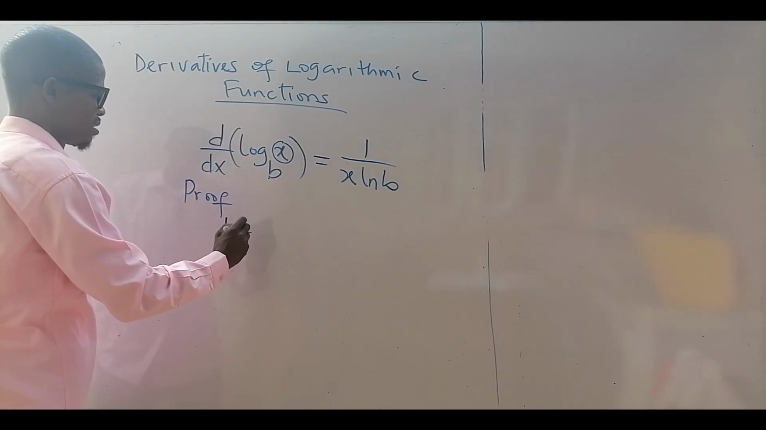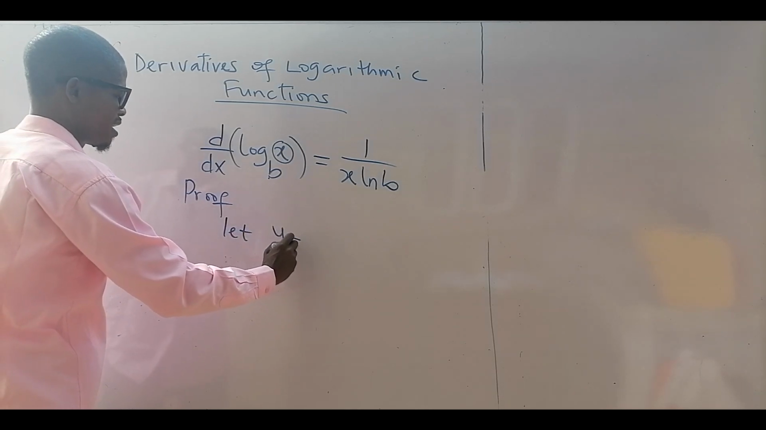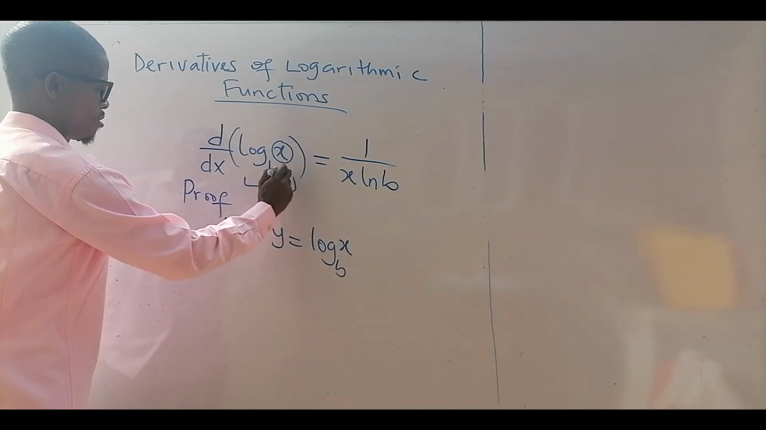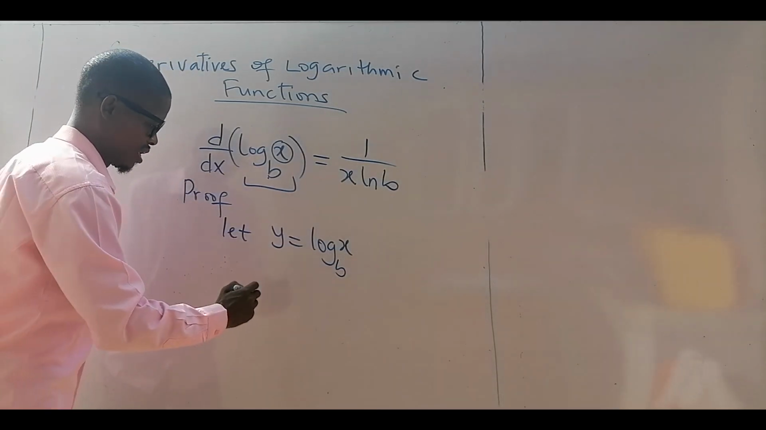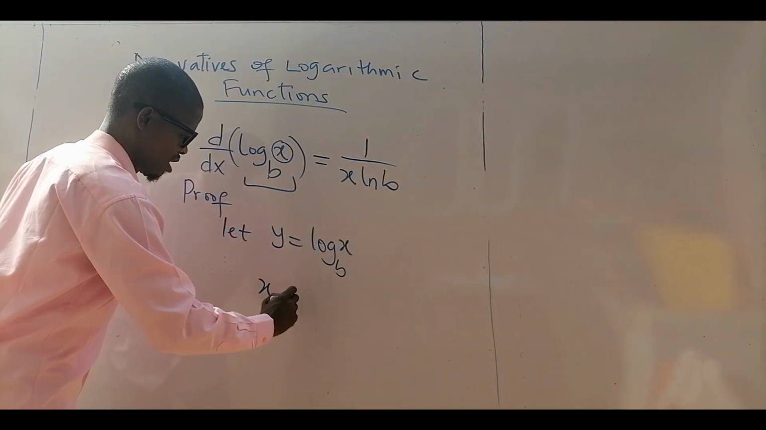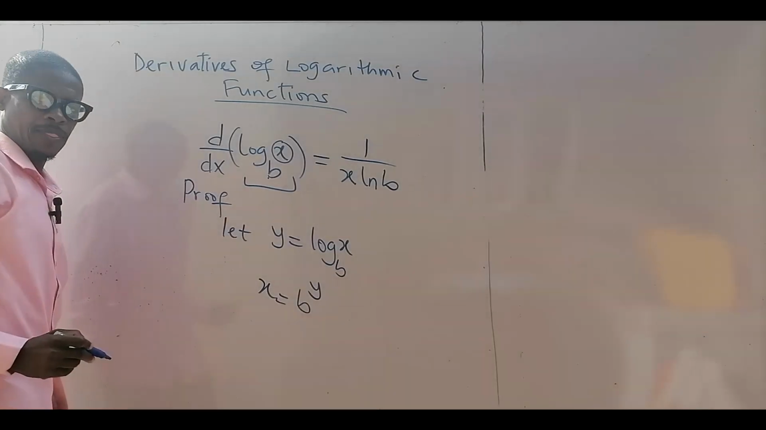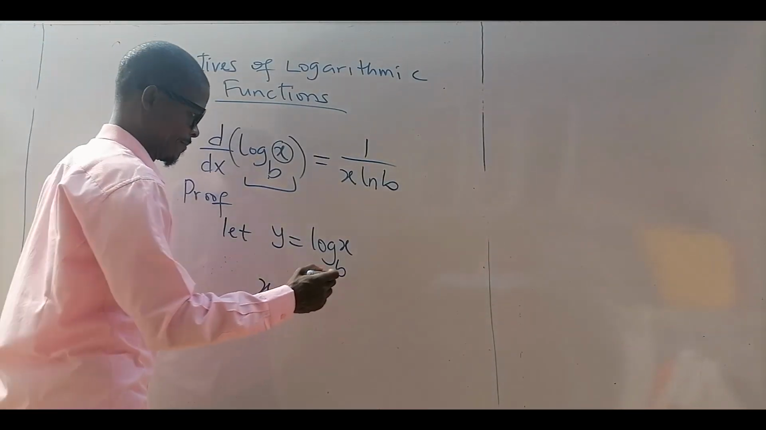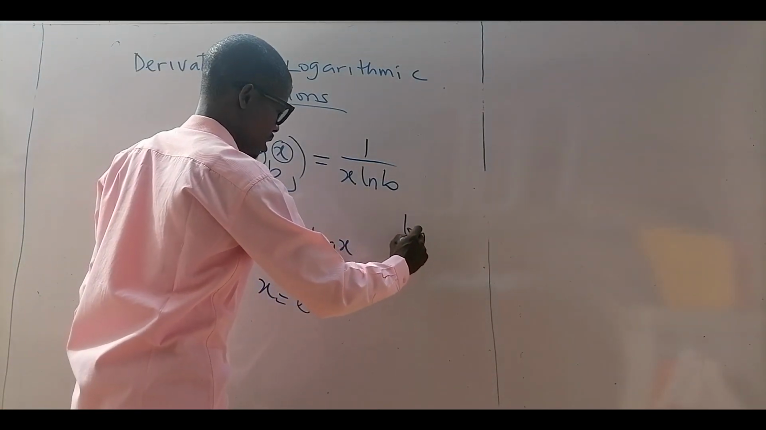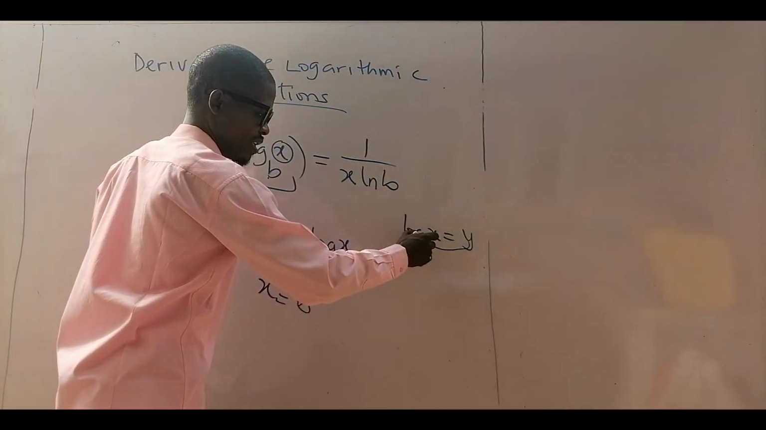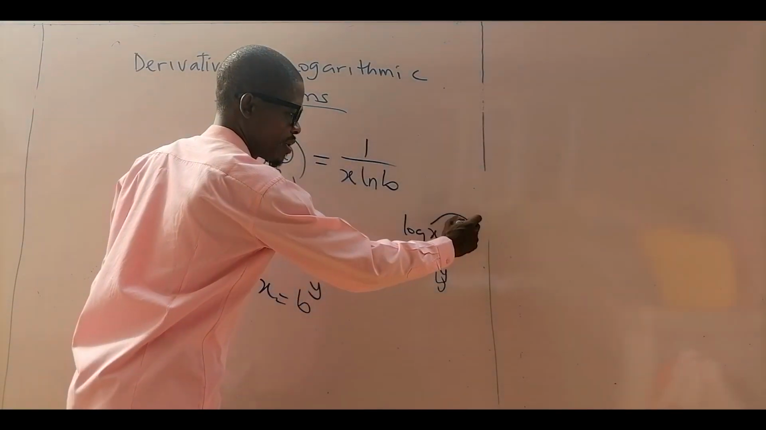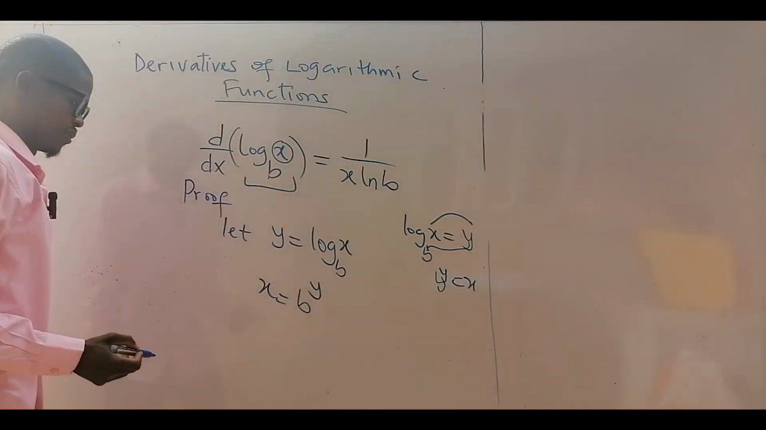Let's call the function y, so y equals log to base b of x. Then apply your normal logarithm, so x will be equal to b to the power y. Don't forget that if you have log to base b of x equal to y, this one will come to the top and that will be b^y. That's what I've done here.